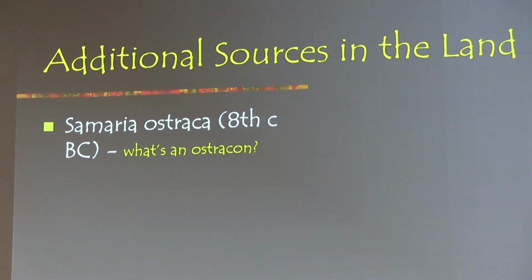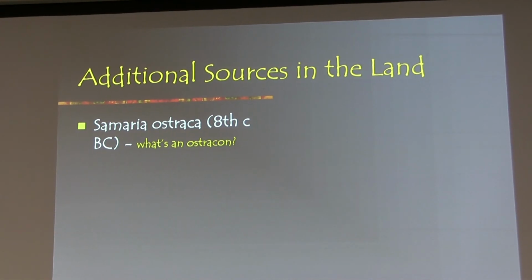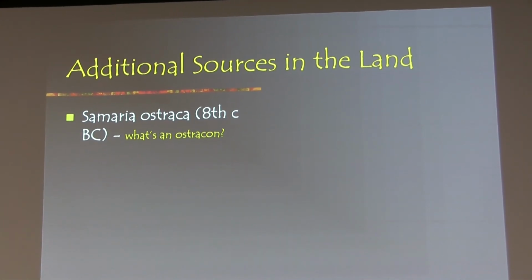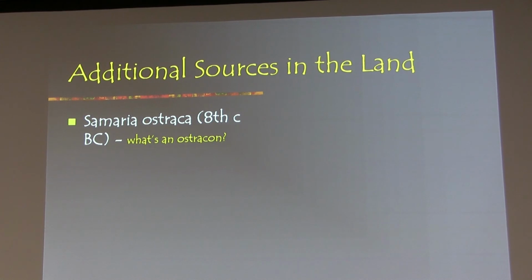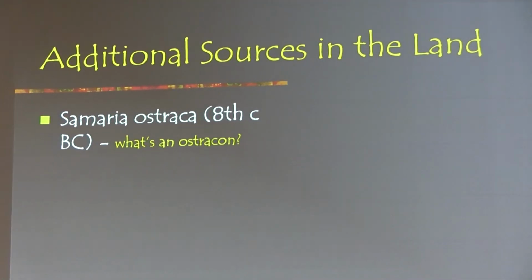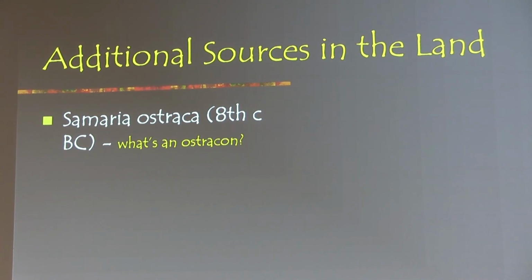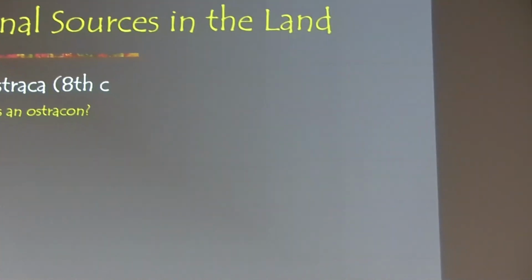Just a couple of additional sources in the land. What is an ostracon? Good question. It is a small piece of pottery. Pottery is ubiquitous. Broken pottery is even more ubiquitous there. But it turns out to be very good for writing little notes on. And so you have potsherds, broken pieces of pottery, that are sometimes found with inscriptions on them. I tend to call them the post-it notes of antiquity, if that helps you a little bit, because it's something small just to make a note.